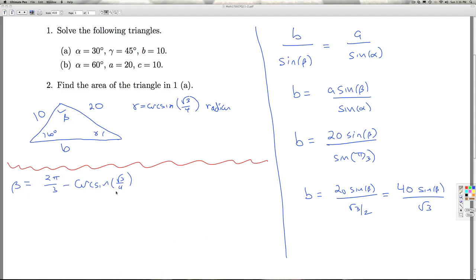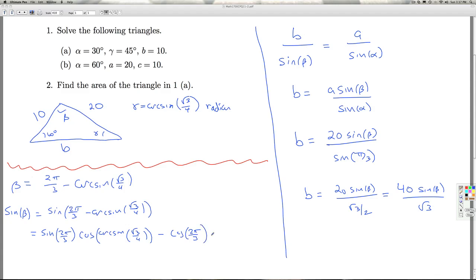Okay, so here's beta. What's the sine of beta? Well, it's the sine of 2 pi over 3 minus arc sine of radical 3 over 4. So I use the difference identity for sine. This is the sine of 2 pi over 3 times the cosine of the arc sine of radical 3 over 4 minus cosine 2 pi over 3 times the sine of the arc sine of radical 3 over 4.